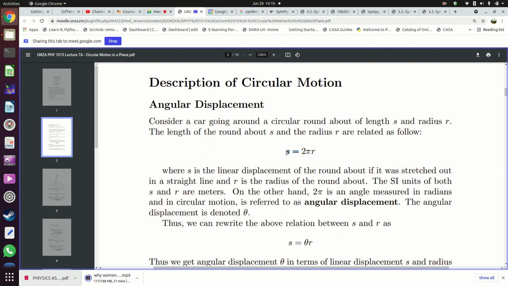S is the distance you're going to move, in meters. Then 2 pi is something we're going to see what it is. Then r here is the radius of the circle. S is the distance, the length of the roundabout. But there is this bit here, there is this 2 pi. You've seen the 2 pi?